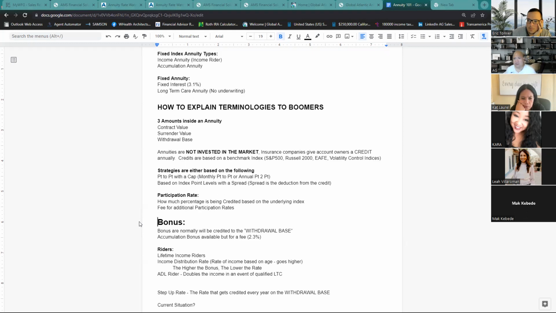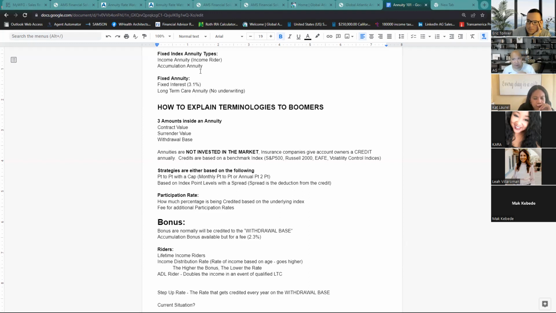Withdrawal based. So withdrawal based simply means when you have a withdrawal, an income annuity, right? It works like a pension. So if you have $1 million in annuities, or a $1 million 401k, and they tell you, oh, we have a 20% bonus when you roll it over with us, your withdrawal base goes from 1 million to 1.2. Your contract is still 1 million.